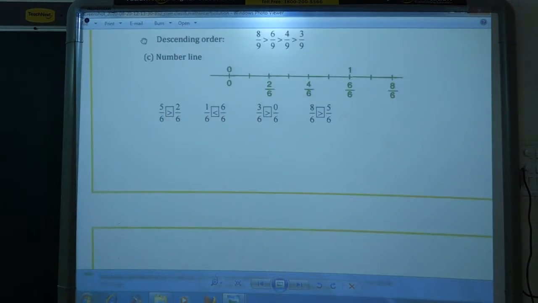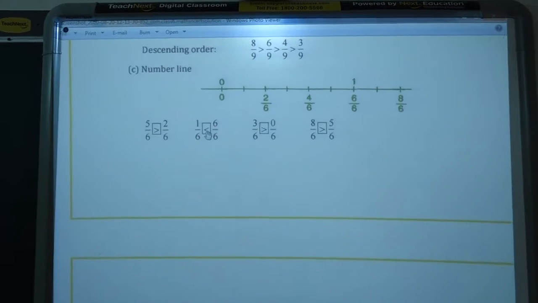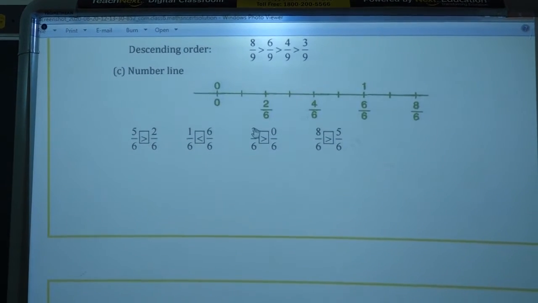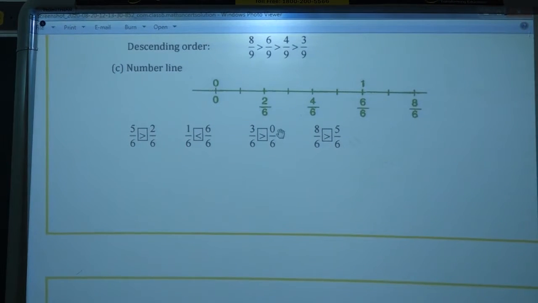Now we will see the answer here. See, 5 upon 6 is greater than 2 upon 6. 1 upon 6 is smaller than 6 upon 6. This is the smaller than sign and this is the greater than sign. 3 upon 6 is greater than 0 upon 6, where 0 means 0 upon 6. And 8 upon 6 is greater than 5 upon 6. We will go to the next question.